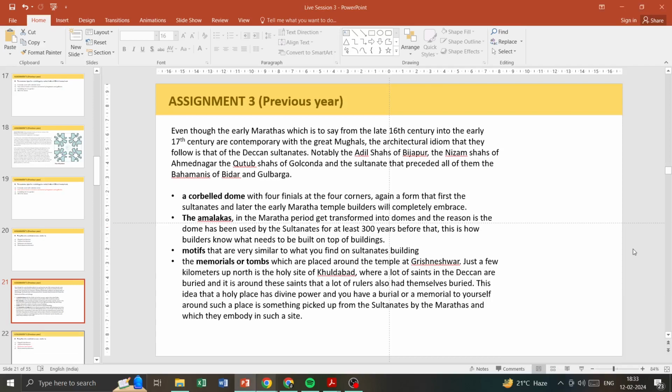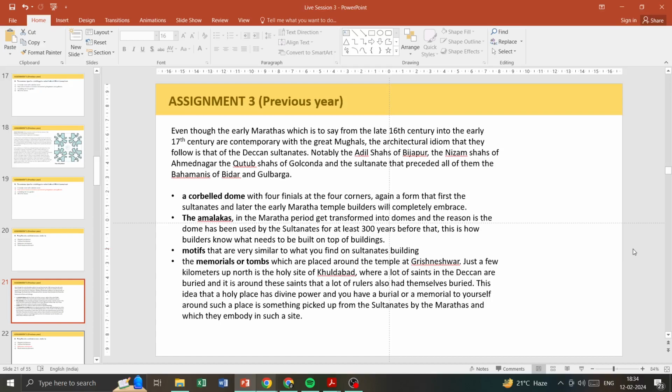So early Marathas were from the 16th to 17th century, and they were contemporary with the great Mughals. The architectural idiom that the Marathas follow is of the Deccan Sultanates, which were the Adil Shahs of Bijapur, Nizam Shahs of Ahmednagar, Qutub Shahs of Golconda, and the Sultanate that preceded all of them, the Bahmanis of Bidar and Gulbarga.